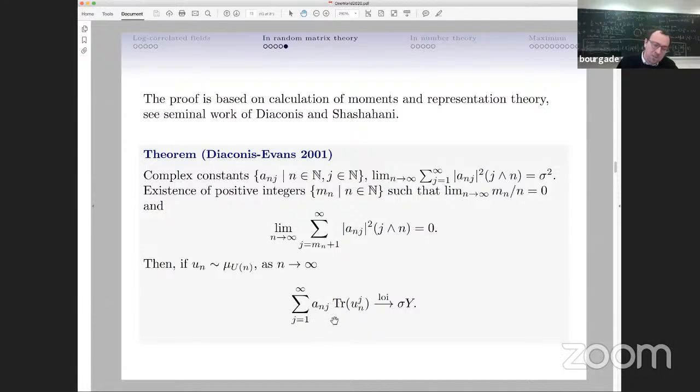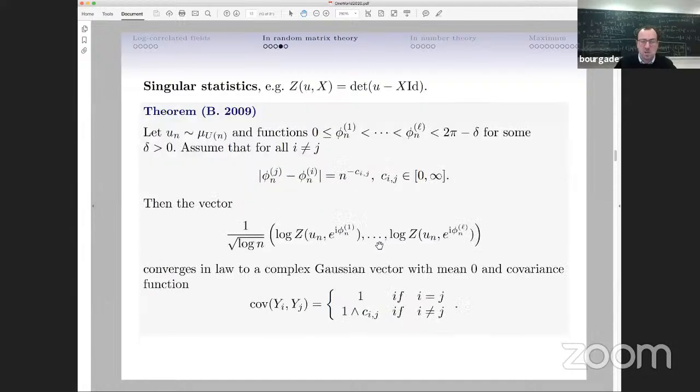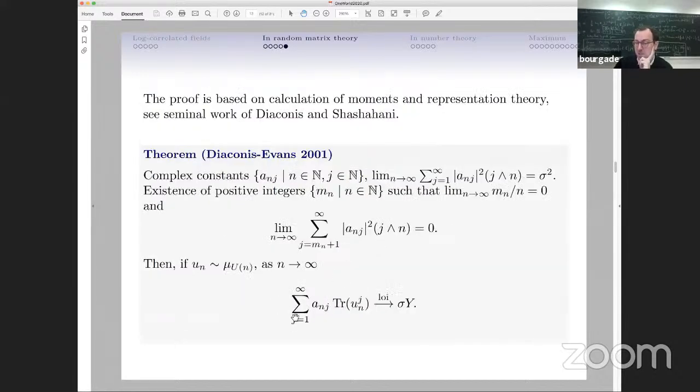with arbitrary coefficients which may depend on n, then you always have convergence to a Gaussian, provided some conditions which are quite weak on the tail, for example on the L2 norm of the tail of these coefficients. And this is very easy to check in practice. In the case of the log of the determinant, you just expand the log of 1 minus epsilon in traces. And this actually applies. And you can just prove the multidimensional version based on this theorem.